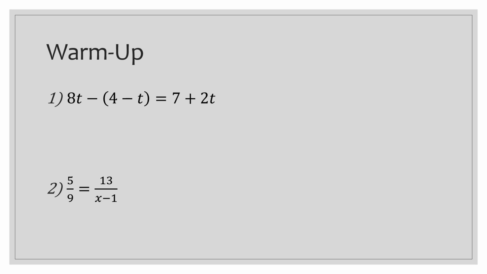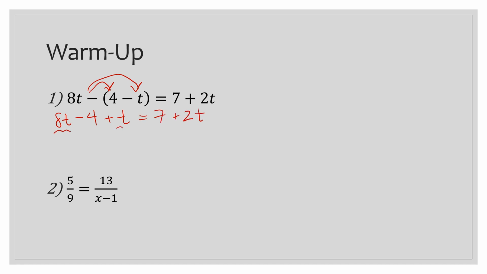Okay, so now you should be done. So let me go over how to do this. The first thing I would do is distribute this negative here. So I'm going to fish for this one and fish for this one. So I have 8t minus 4, and that's a negative 1 times the negative t, so that's a positive t equals 7 plus 2t.